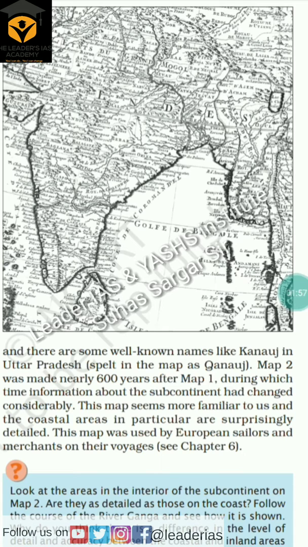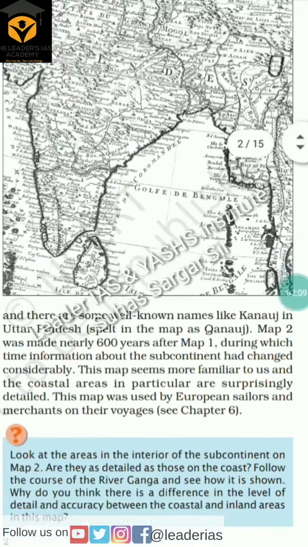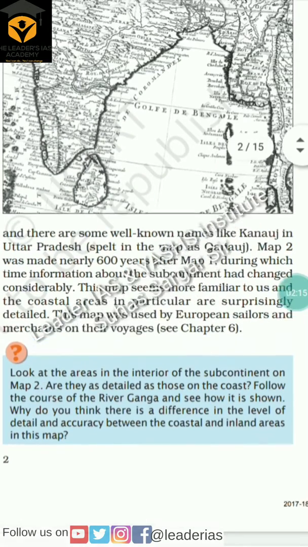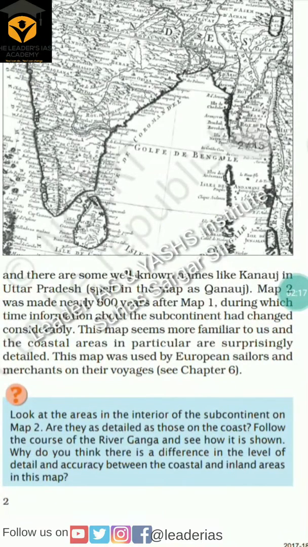had changed considerably. This map seems more familiar to us, and the coastal areas in particular are surprisingly detailed. This map was used by European sailors and merchants on their voyages. Look at the areas in the interior of the subcontinent on the map too. Are they as detailed as those on the coast?